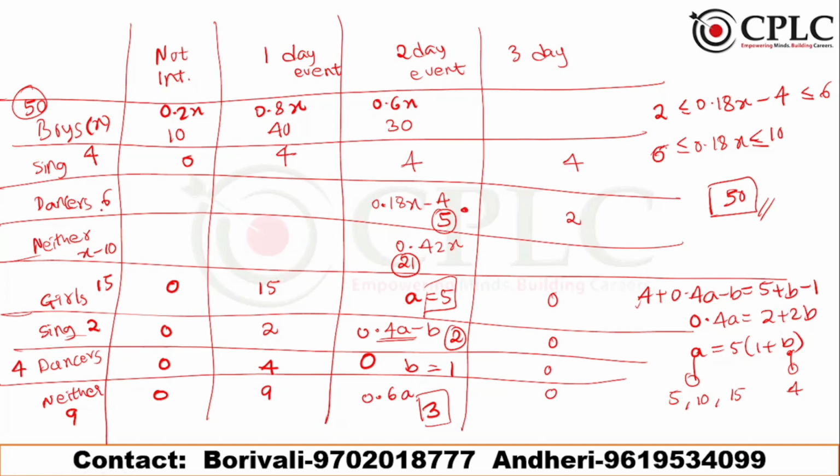Now coming to boys who are dancers. So boys who are dancers, this can be not interested wale, either 0 or 1, or this can be 6 or 5.